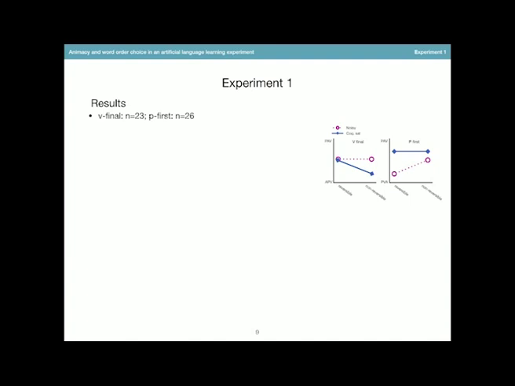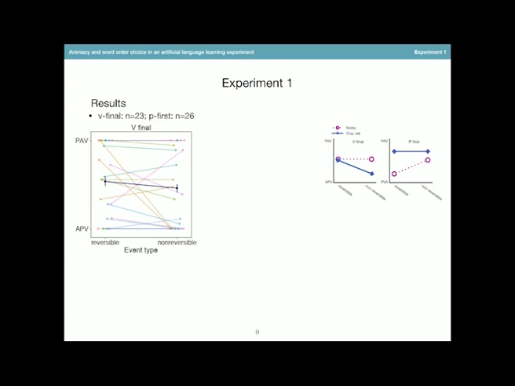So the first experiment then, just as a reminder, this is the overall pattern of responses predicted by each hypothesis for each language type. If we start with the V final language, what we're looking at here is increasing proportion of PAV going up the y-axis. Each of the coloured lines represents an individual participant, and the dark line is the average responses.